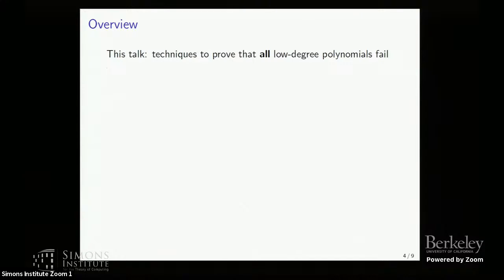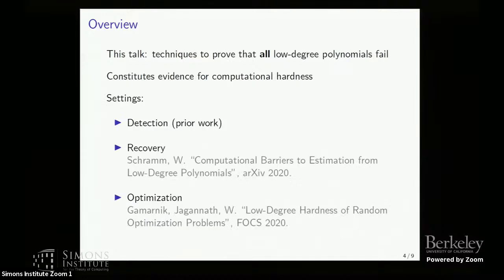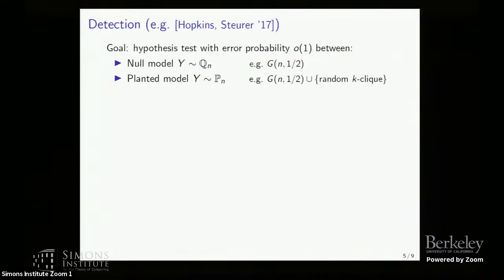And so I want to talk about the flip side, the lower bounds. How can we prove that all low degree polynomials fail to solve the task? The reason we want to do this is because this would constitute some kind of evidence that the problem is actually hard, and in particular can be used to formally rule out specific things like spectral methods or AMP and so on. So I want to talk about 3 different types of problems. Like before, prior work focused on detection, and then I want to talk about some new work where we extend this framework to recovery and optimization problems. So let me jump right in.